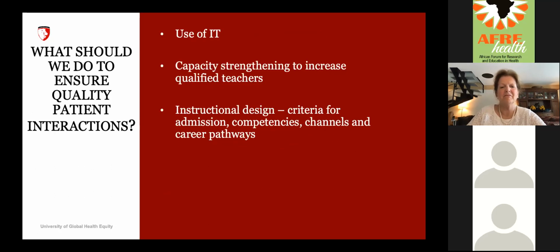Not everybody can be a midwife. Not everybody can be a doctor. Not everybody can be a pharmacist. What's our criteria for admission? What are the competencies we want to see in our nurses and midwives? What are the channels through which we are going to teach? Team-based learning, less of the didactic models, and what are the career pathways then for these nurses and midwives?